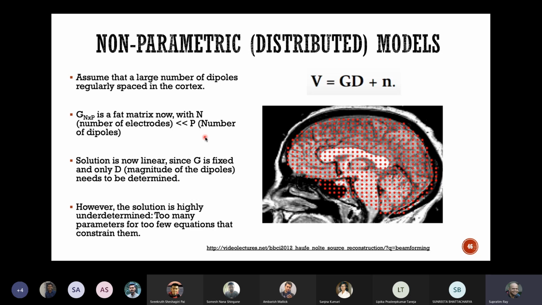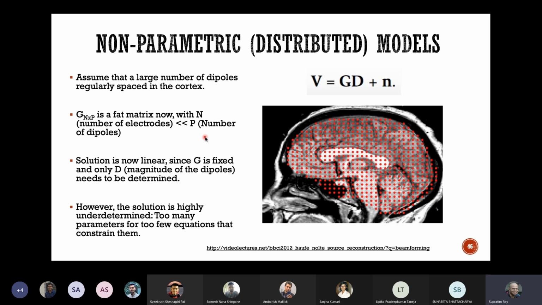So one second, let me set up the Wacom here. And there are lots of different approaches that are used depending on what your assumptions are. I'm just going to talk about one in more detail, because they are all related to each other mathematically, as we will see.